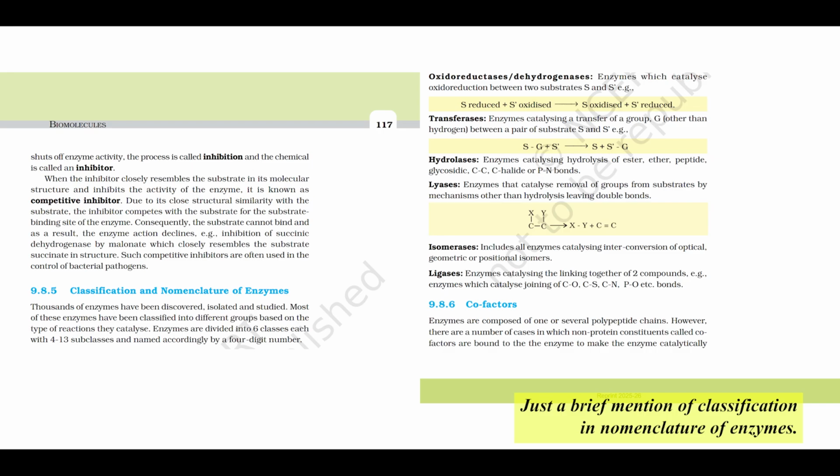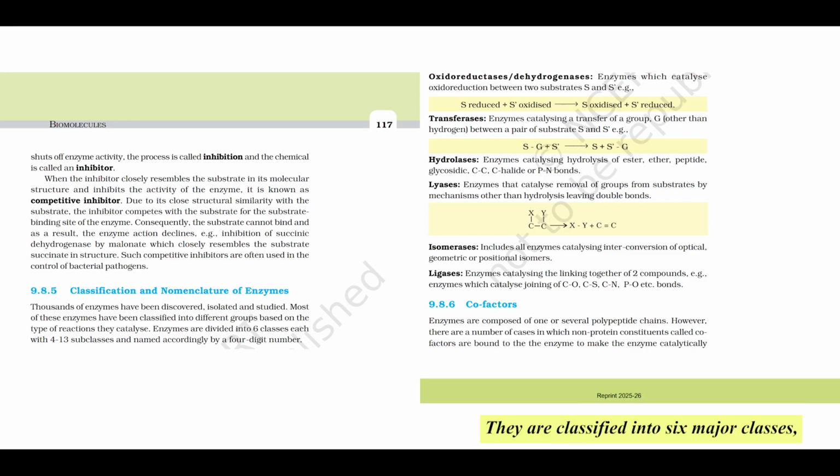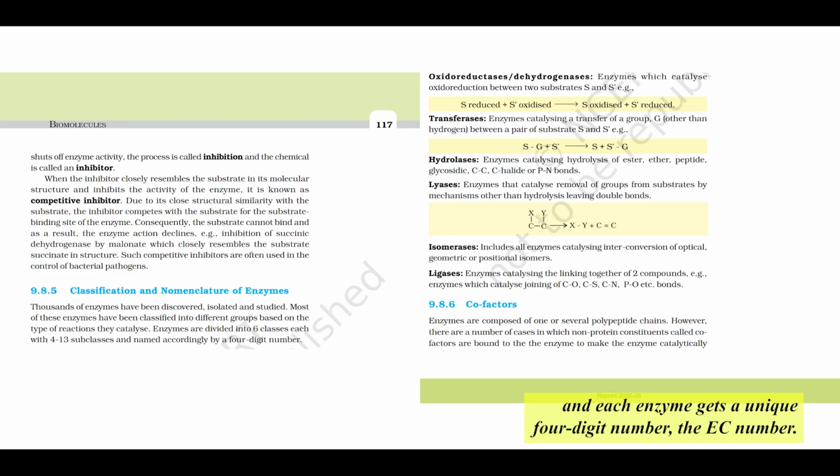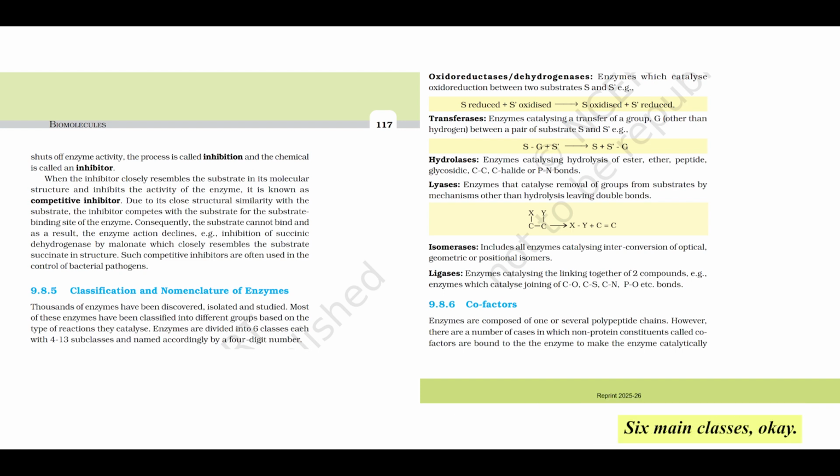Okay, just a brief mention of classification and nomenclature of enzymes. With thousands of enzymes known, we need a system. They are classified into 6 major classes based on the type of reaction they catalyze. Each class has subclasses, and each enzyme gets a unique 4-digit number, the EC number. You don't need to memorize all the numbers, but knowing the 6 major classes is important. 6 main classes. Okay.